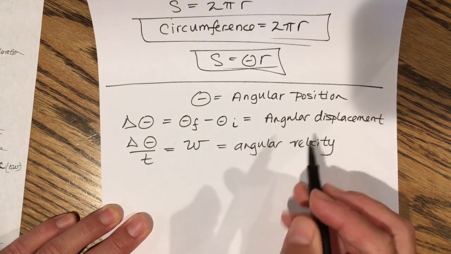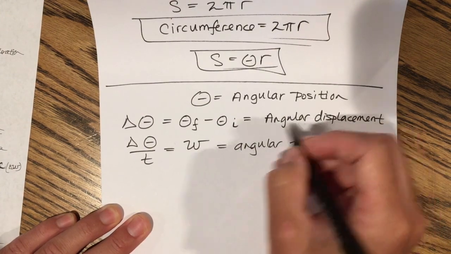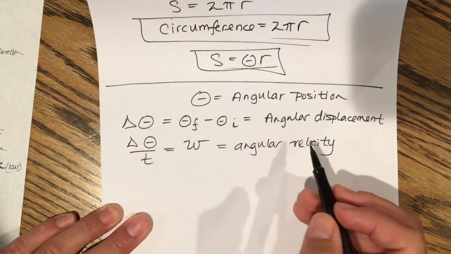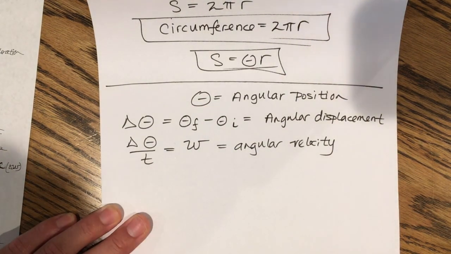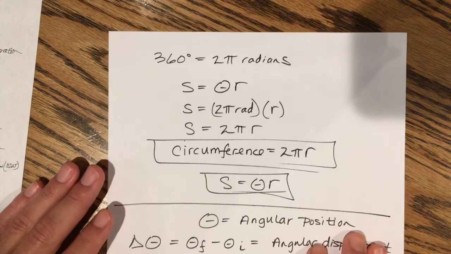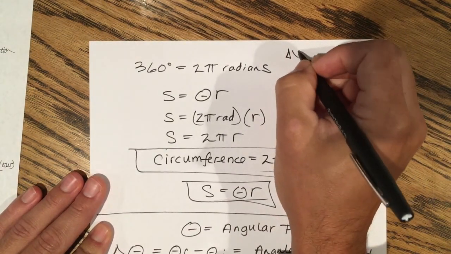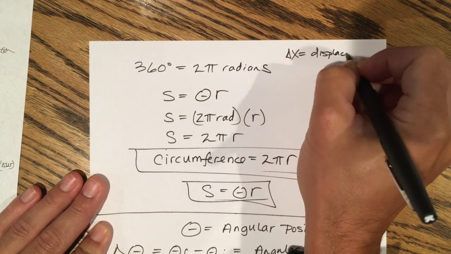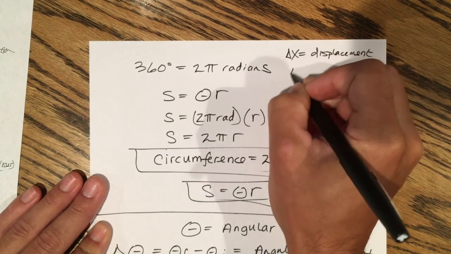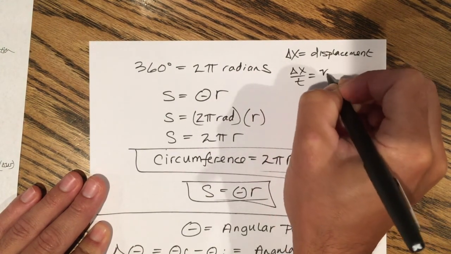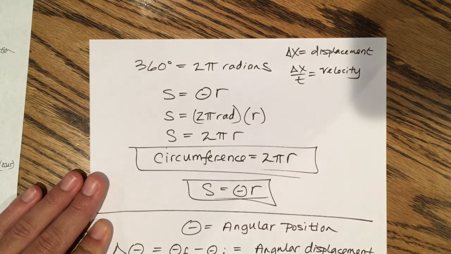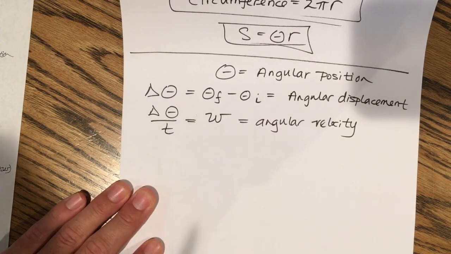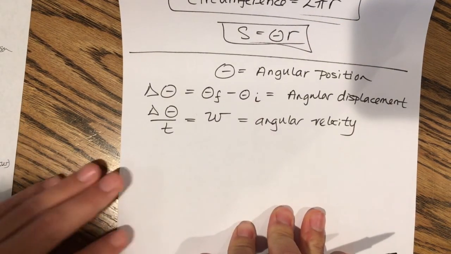And hopefully this is ringing a bell, right? Just like up here, this was similar to delta x equals xf minus xi. I'm just running out of room, otherwise I'd write all these down. Well, I guess I can write them up here. Delta x is equal to displacement. We saw before that when we take delta x over t, we get velocity. So here it's no surprise that if we take delta theta over t, we get angular velocity. Okay, so let's keep going, right?